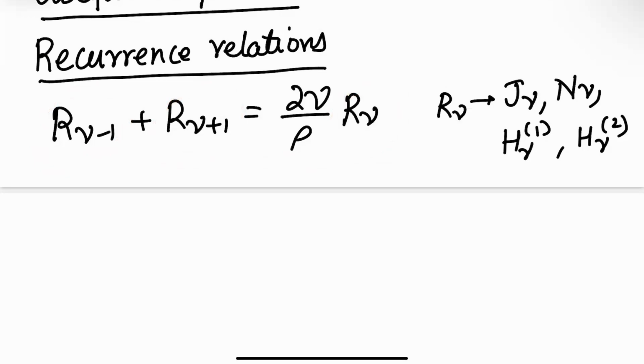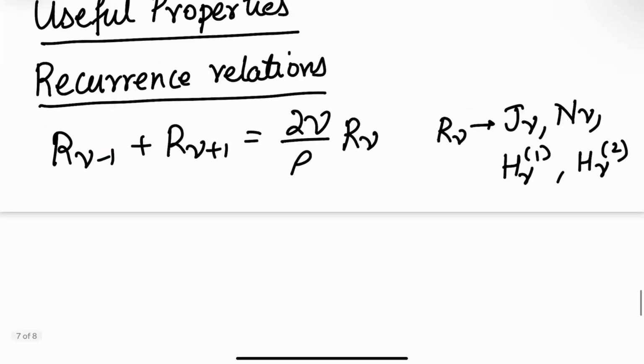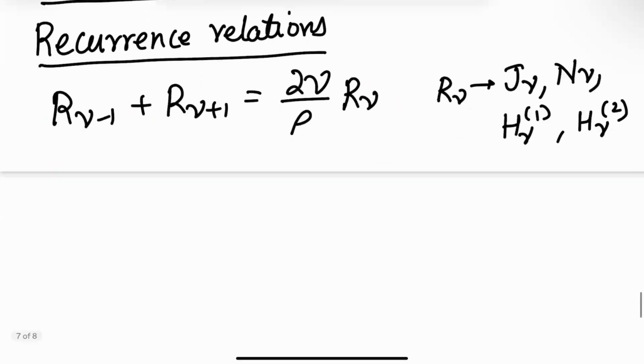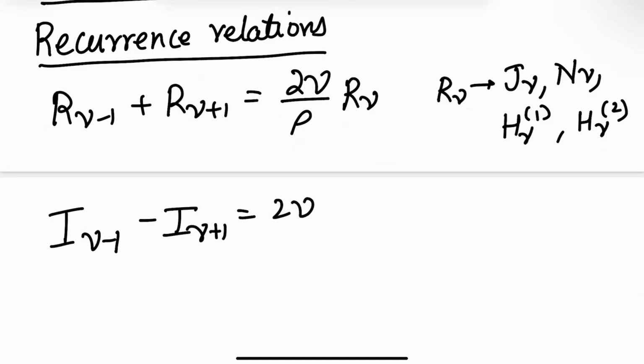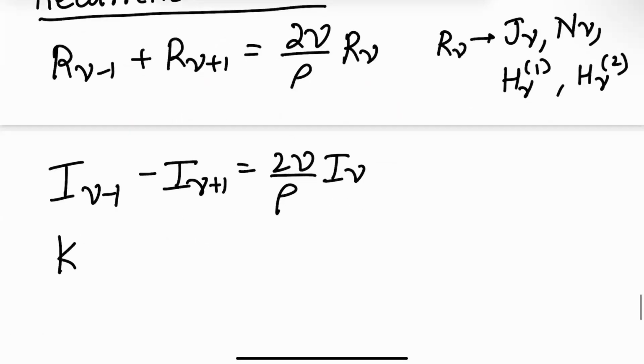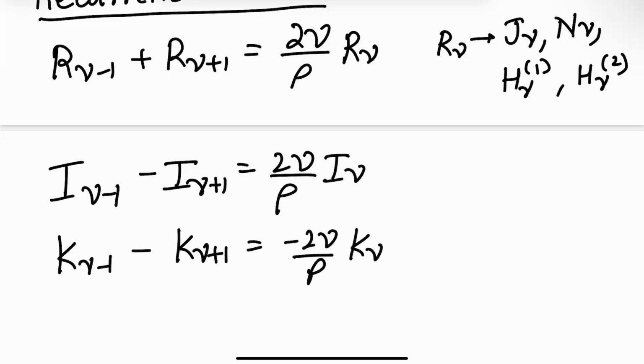So you can find all the Bessel and Hankel functions if you know two of them, which is very nice. It's a very kind of elegant relationship. Something like this also exists for the modified Bessel functions: I_{ν-1} - I_{ν+1} = (2ν/ρ) I_ν, and K_{ν-1} - K_{ν+1} = -(2ν/ρ) K_ν.